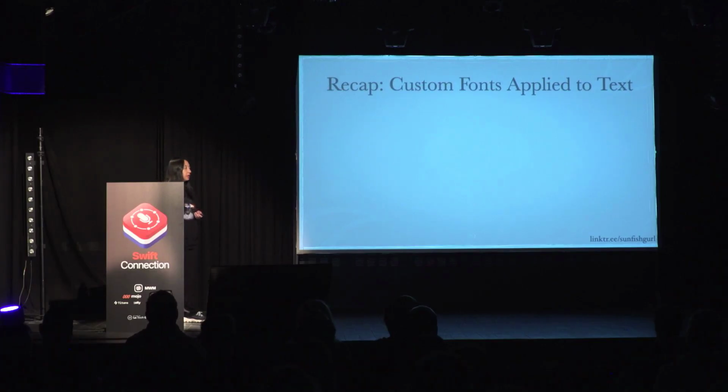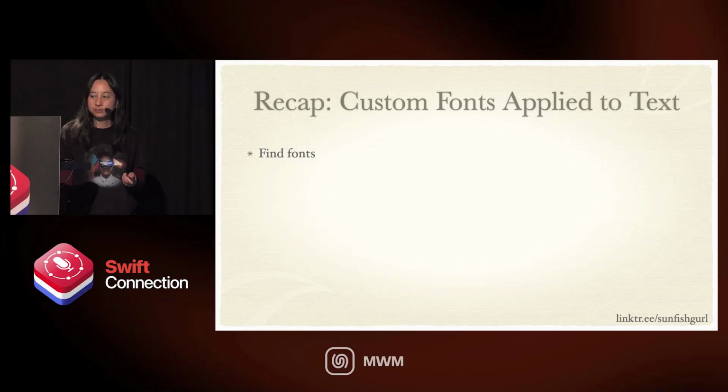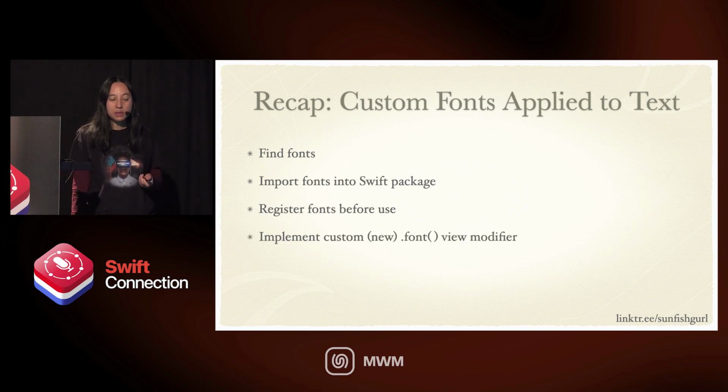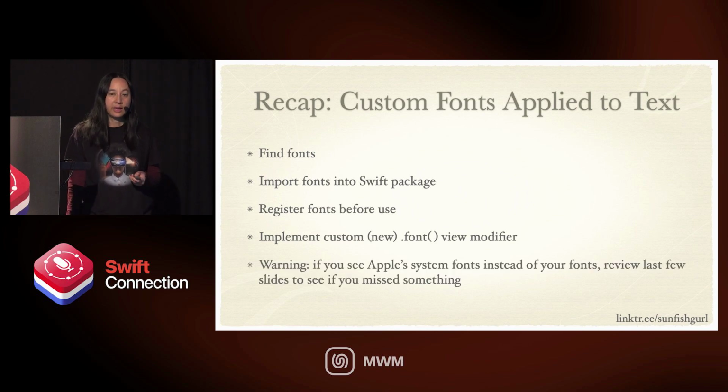So to recap, in order to create custom fonts that we can apply to text, we start by finding the fonts we want to use. We import the fonts into the Swift package. Make sure to register our fonts before we can use them. And then we want to implement our custom.fontView modifier. And just a warning, again, if you see Apple's system fonts instead of your fonts, go ahead and review the last few slides to see if you missed anything.